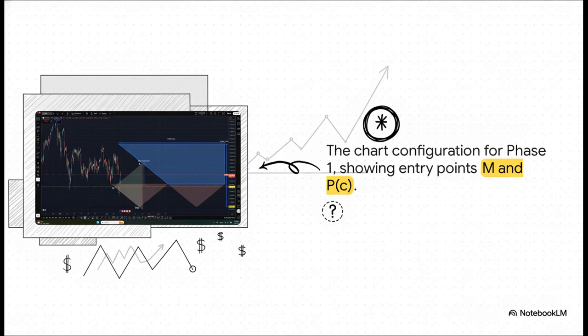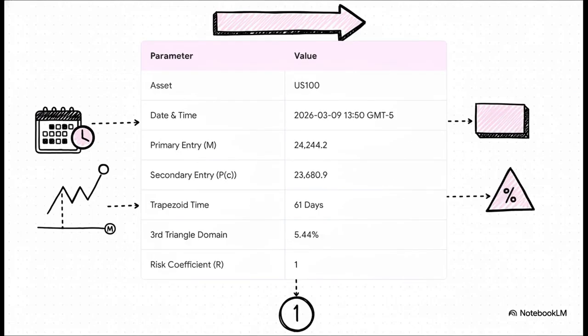So this is what the chart looked like right at the start. The system flags two key potential entry points. There's a primary one, you can see it labeled M, and then there's a possible secondary one just below it, which is marked PC. Let's dig into the numbers that define this whole setup. The primary entry was set at 24,244.2, with that secondary one at 23,680.9. Now, the system also has these unique parameters, something called a trapezoid time of 61 days, and another one called the third triangle domain, which was 5.44%.